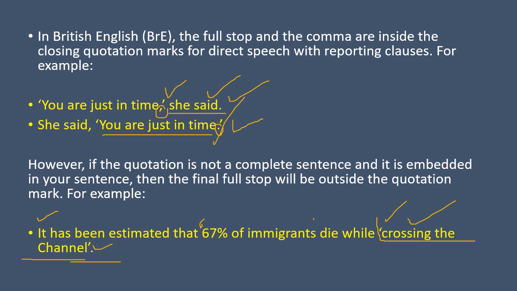So these are statistics which are coming from somewhere. Now I have used two pieces of quotations from somewhere to support my sentence, to complete my sentence. So this one is embedded in my sentence and this one is embedded in my sentence. So technically, this is my sentence, this is not the quotation. That's why the full stop goes outside.